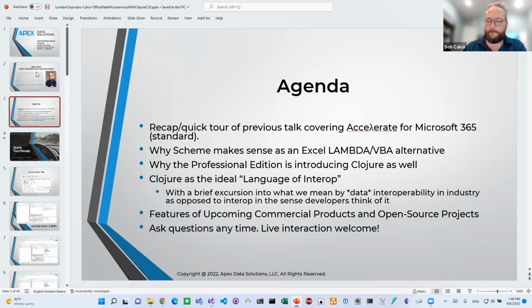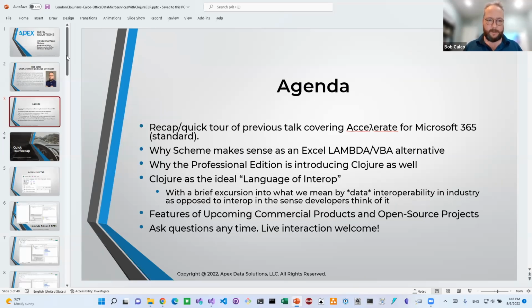The agenda for today, it's kind of loose because the discussion that I hope to have will be a little bit more flowing and desultory. I'm going to do a quick recap and a quick tour of the previous talk I did, I think back in March, for the London Clojurians, covering Accelerate for Microsoft 365, the standard edition.